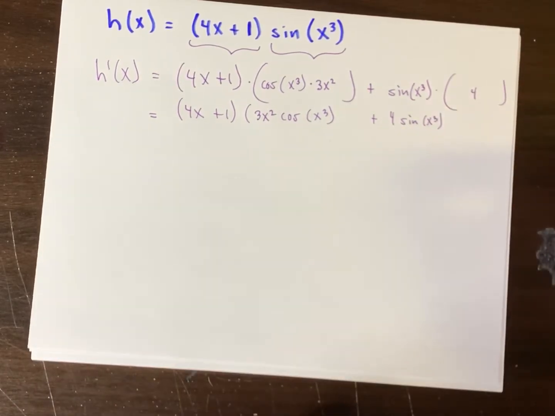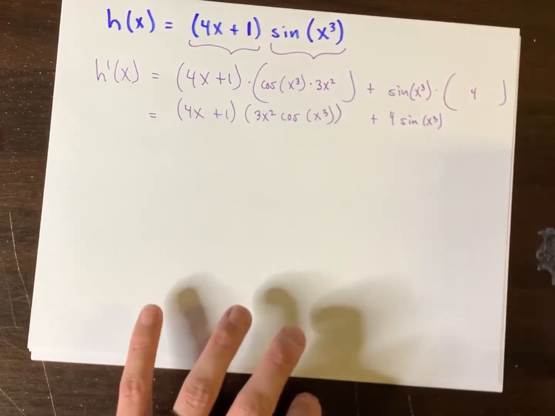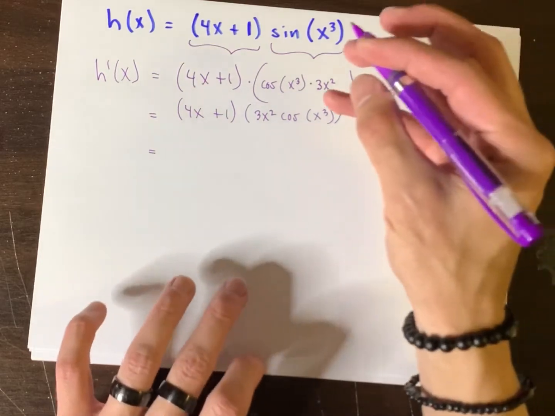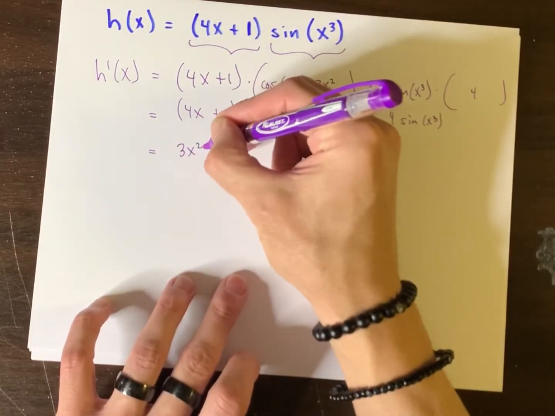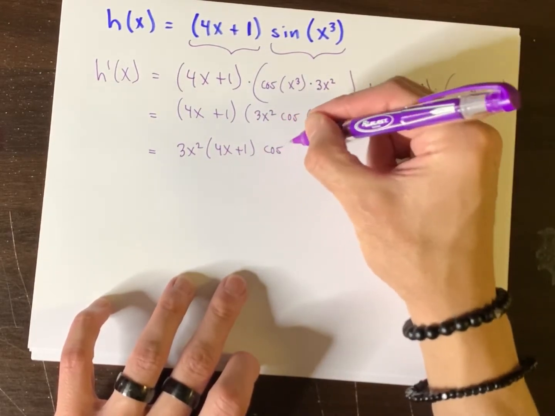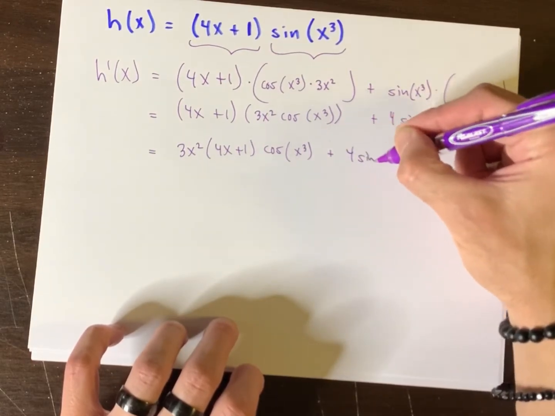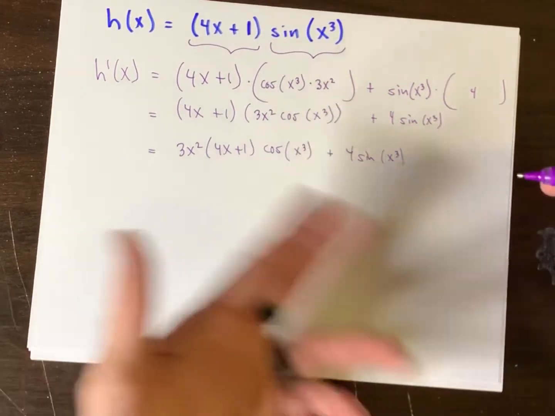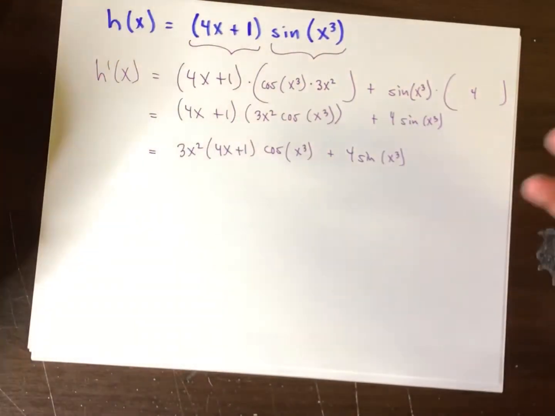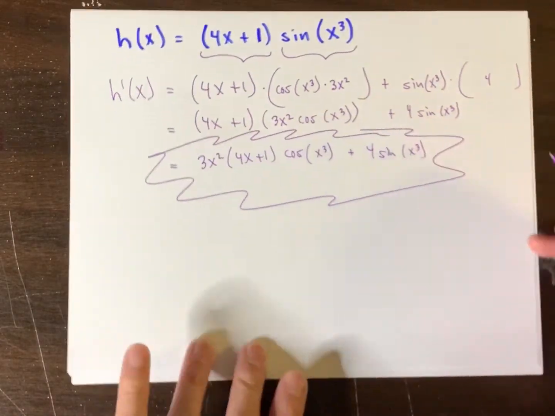Can this be cleaned up a little more? I suppose maybe your teacher would prefer something like, how about this? How about we go 3x squared, 4x plus 1, cosine of x cubed, plus 4 sine of x cubed. Can this be cleaned up any further? I don't think so. I guess you could do some stuff that I would think is unnecessary. I'm going to go ahead and call this our answer.